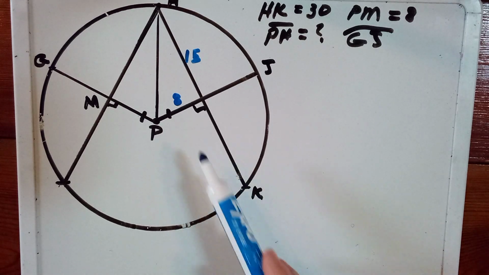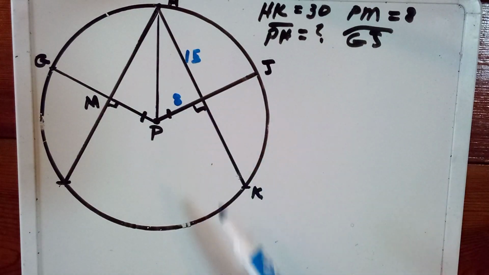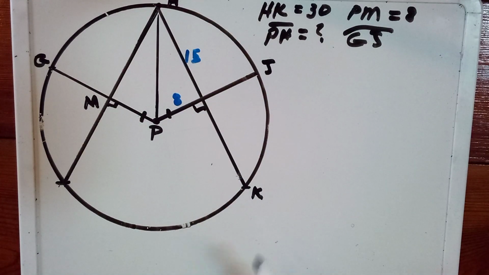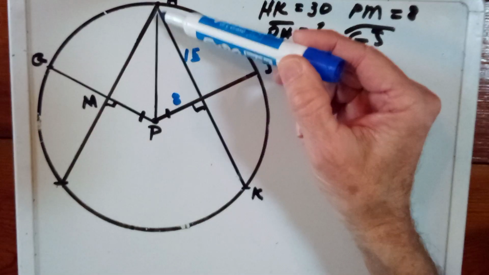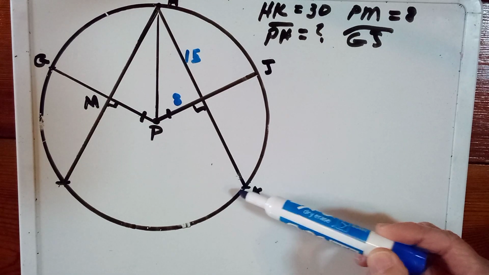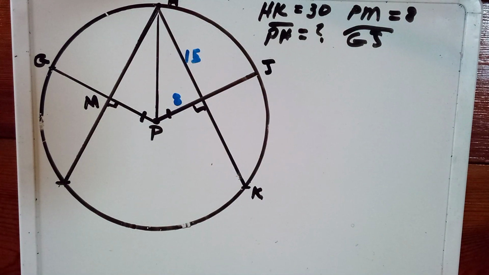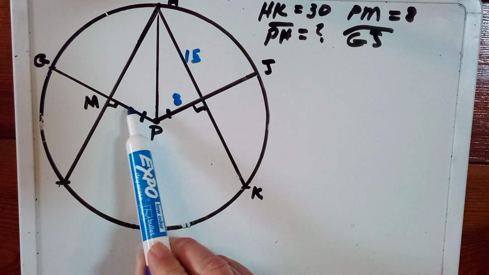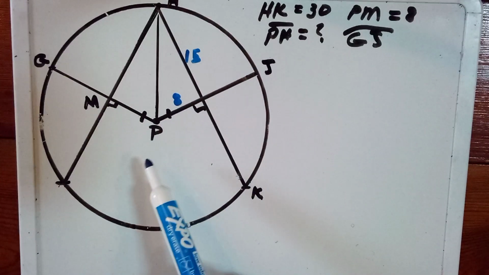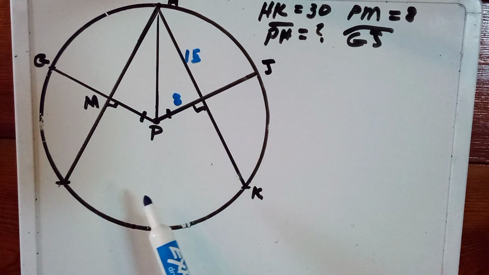So right away, we can look at our picture here, and we see we have a radius drawn in that is perpendicular to the chord. In that case, we know that it becomes a chord bisector. So if this whole chord HK is equal to 30, we know that this half is equal to 15. We were also told that PM is equal to 8. We have in the problem a tick here and a tick here showing that these two legs are congruent, so therefore that leg is 8.